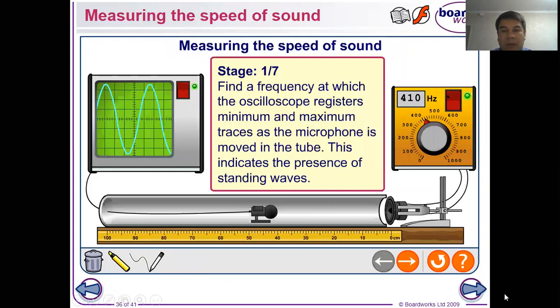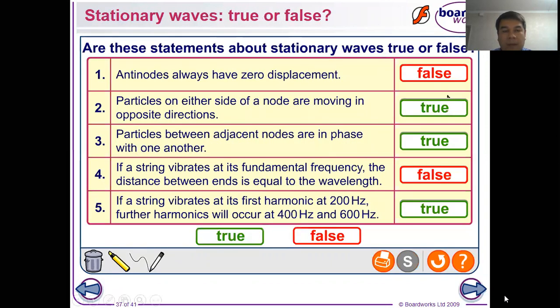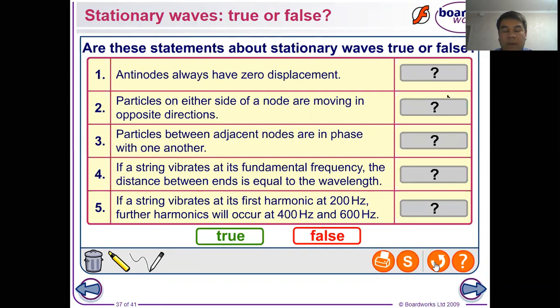So, dear students, here we will also have an activity about stationary waves, true or false. Let's first look at the questions. Are the statements about stationary waves true or false? Antinodes always have zero displacement. Dear students, what do you think? Antinodes always have zero displacement. At this point, I will give my answer as false.